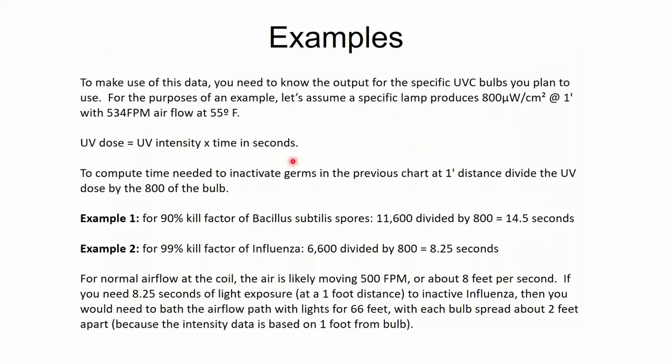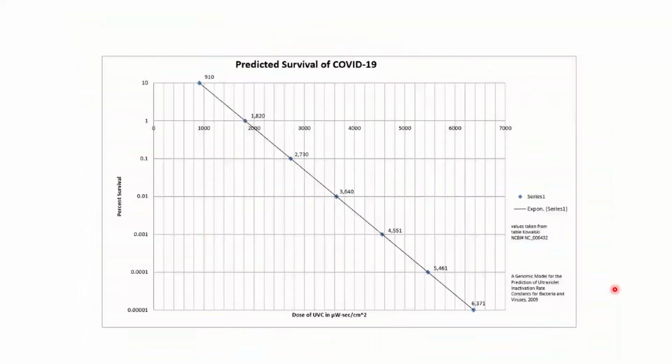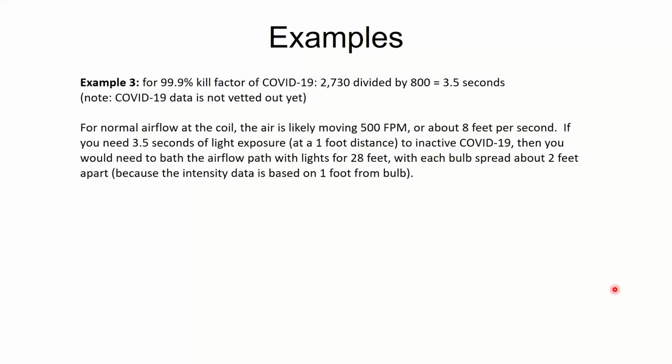2730. It's like super wimpy. It's wimpier than any other virus. It's literally the wimpiest virus I could ever find. I know that's not what you want to hear after isolating yourself for 2 years, but it's super easy to kill it with UV light if you can get the UV light on the virus, right? So I do the same math on that guy, 2,700 divided by 800. I would need 3.5 seconds of shine time. That means I still need 28 feet worth of bulbs spaced out every 2 feet.